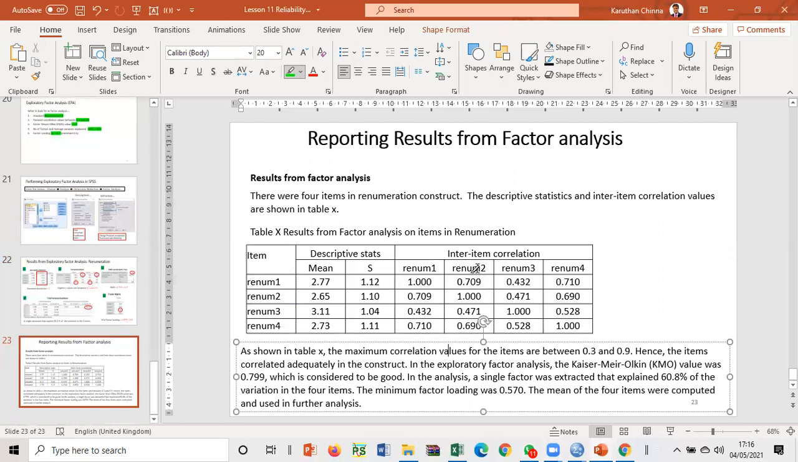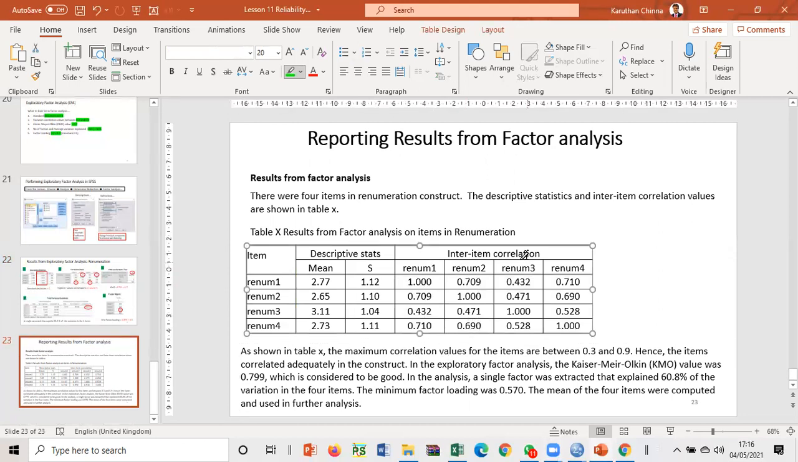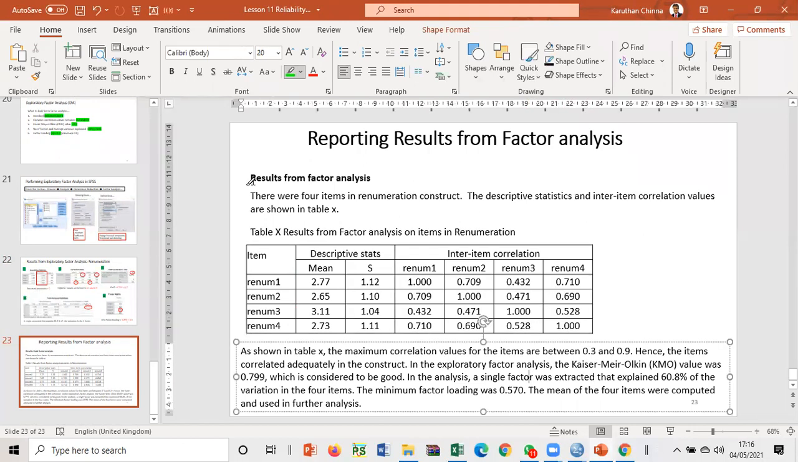Yes. Second one? Yes. Third one? Yes. Last one? Yes. Are they all in this range? Yes, that's clear. So point number 2 is clear. Hence, the items correlate adequately in the construct.